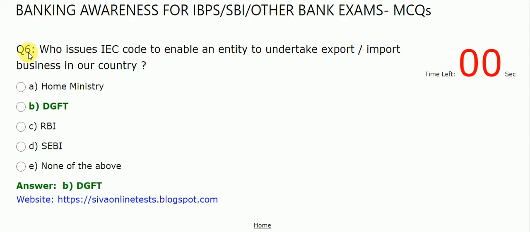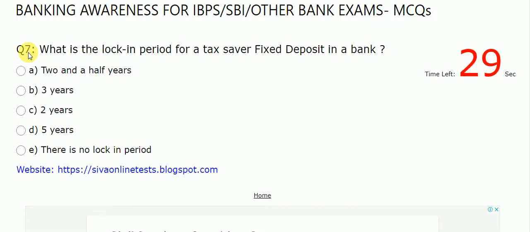Question 7. What is the lock-in period for a tax-saver fixed deposit in a bank? Options. A. 2.5 years. B. 3 years. C. 2 years. D. 5 years. E. There is no lock-in period. Answer. D. 5 years.